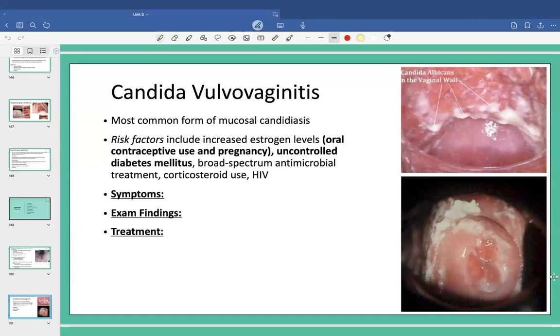What do we see on that exam? The same thing you're looking at in all these pictures: white plaques on the vaginal wall, curd-like discharge, vulvar edema, and excoriations where they've been scratching.